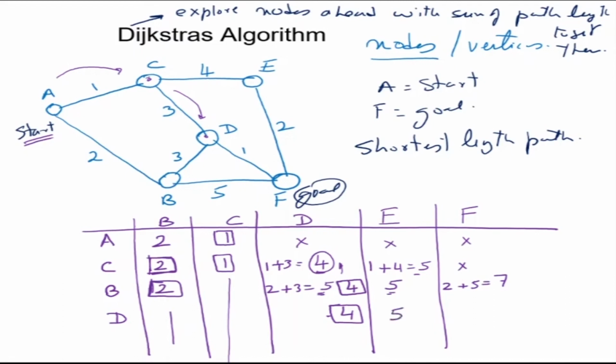Okay. And what about D to F? So D to F, you have got 4. To come to D, I've gone 4: A to C, C to D, that's 4. Plus D to F is 1, so this is 5.